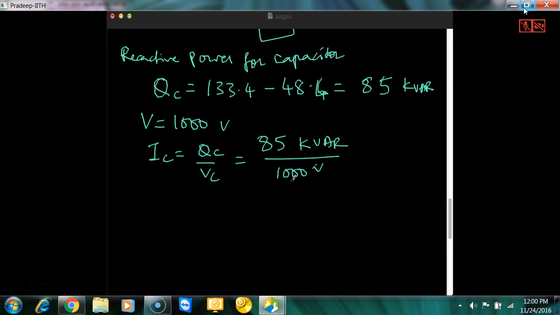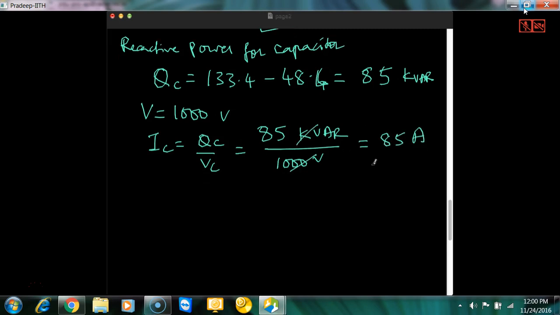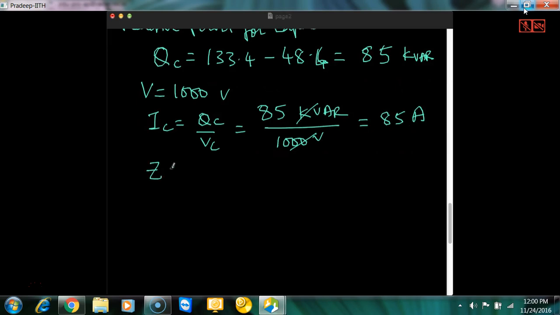kVAR divided by 1000 volts. So that will be 85 amperes. Okay, so the current is 85 amperes. Now what is the impedance? Impedance is voltage by current, V by IC. That is 1000 divided by 85. So how much is this? I'm just calculating it. So it is 11.76 ohms. Now this is nothing but XC.